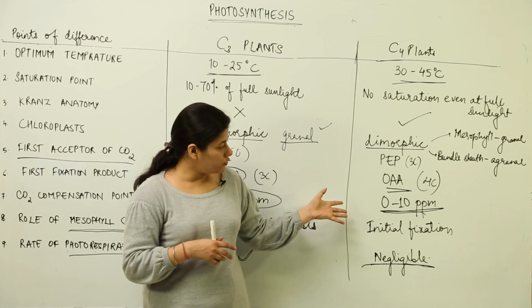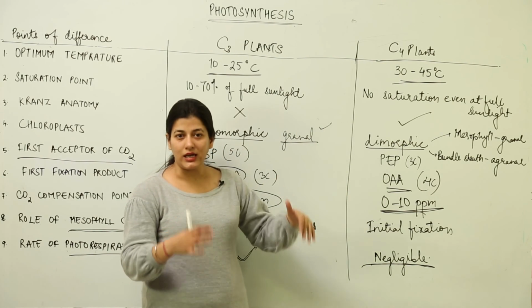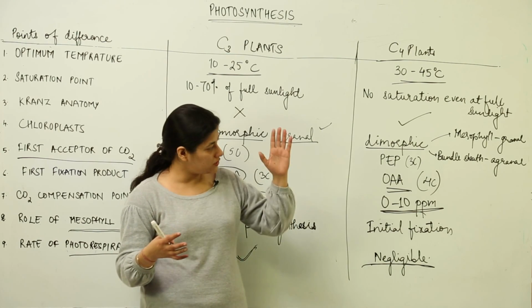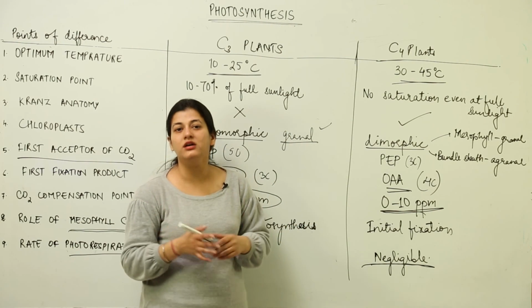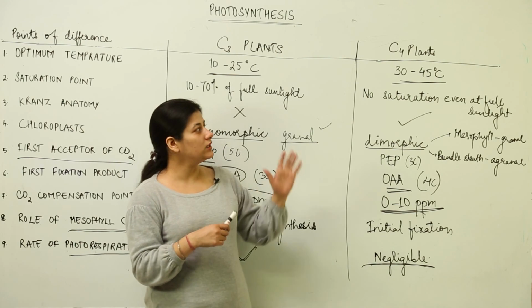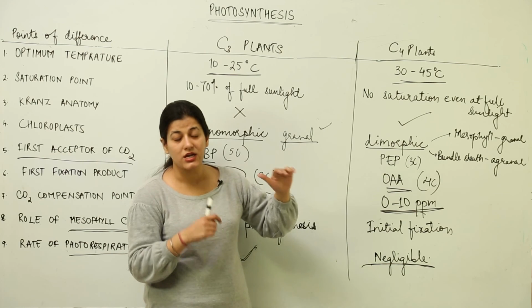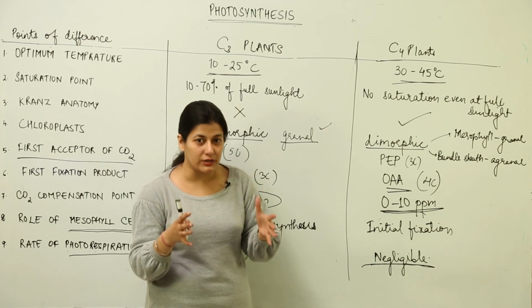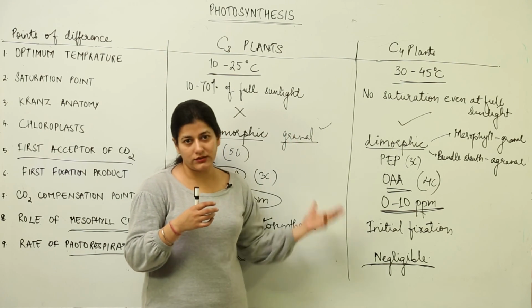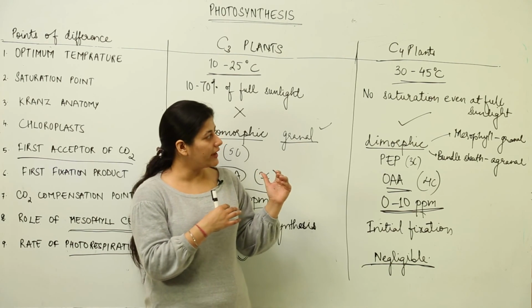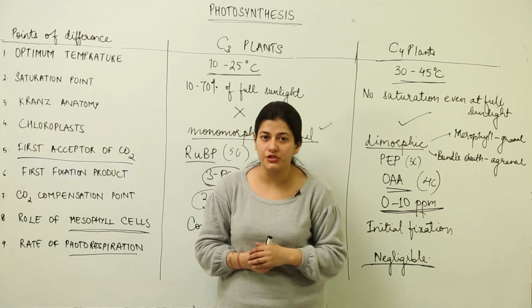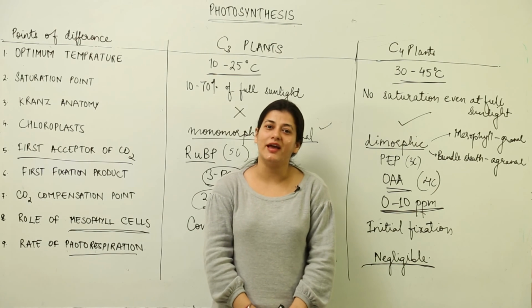It would be easier for you to remember these points. In case you are not aware of these topics, then you cannot remember it. So it's better you watch the videos which explain the C3 and C4 plants in terms of their photosynthetic cycles. So you would understand it in a better way, and then you can take this comparative account, and this would act as a sort of revision for whatever you have studied in C3 and C4 plants.